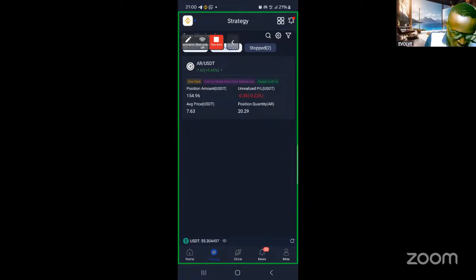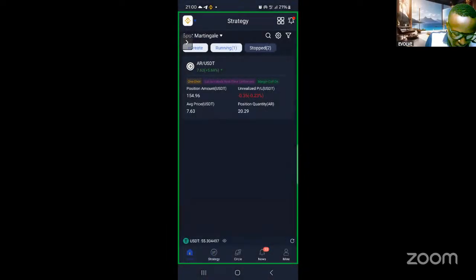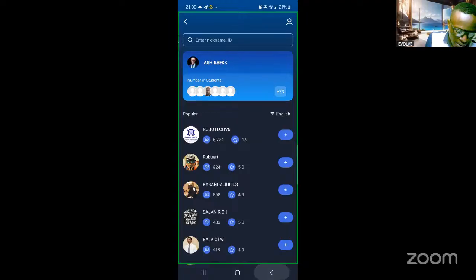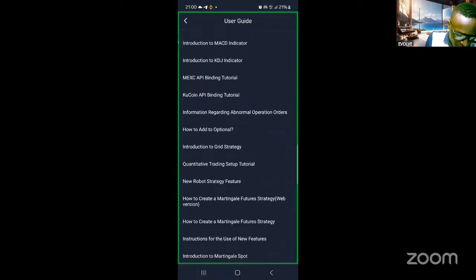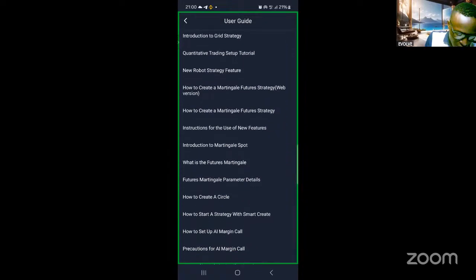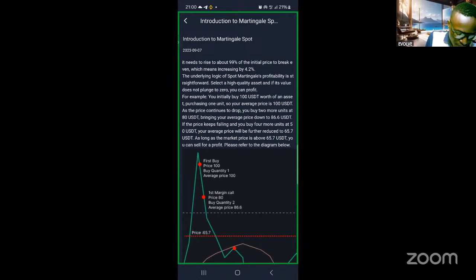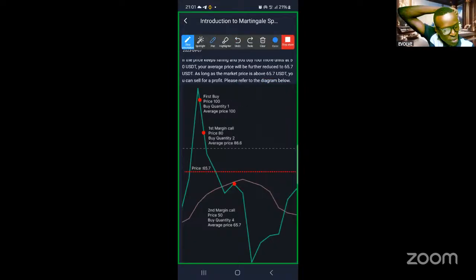Our time is up. I will stretch for 15 minutes and we shall continue from there. Even if I teach you DCA alone, if you know how to DCA, you shall be able to basically maneuver. Let's go back. Introduction to spot martingale. We are here. So you see what happens. This is what happens. What else does Royalq expect you to do?